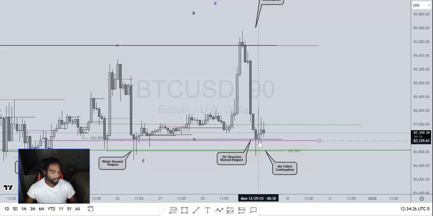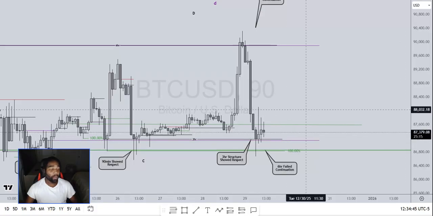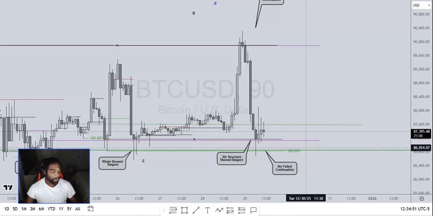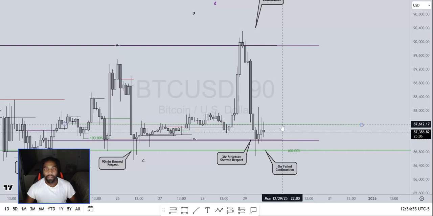And as you can see here at this level, price showed respect and started pushing up into this, well, you could say internal retracement here, into this open, right? And price showed respect, but currently 25 minutes left. We'll see what price does. You know what I'm saying? We in the middle of the day, 12:34.